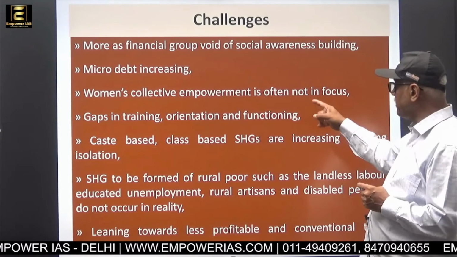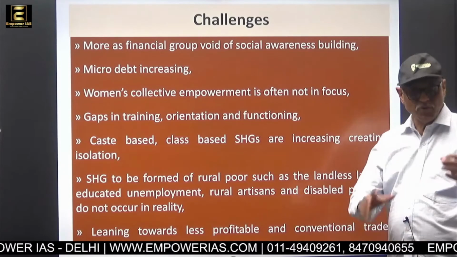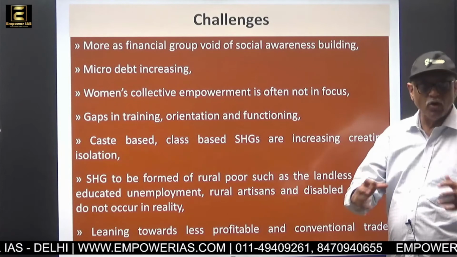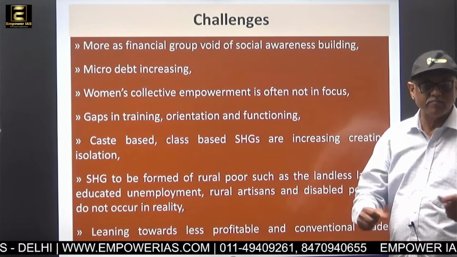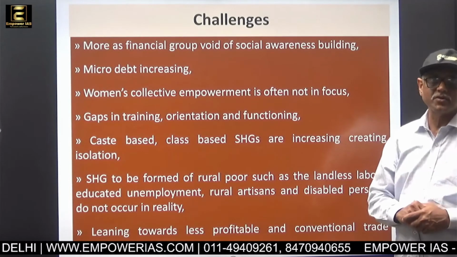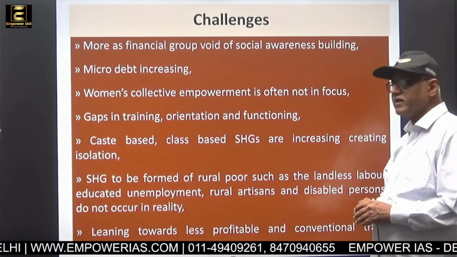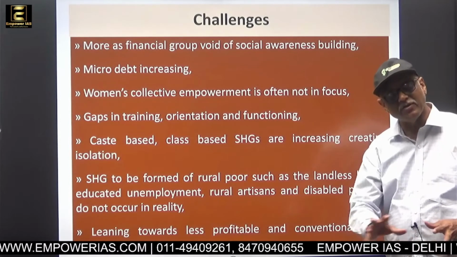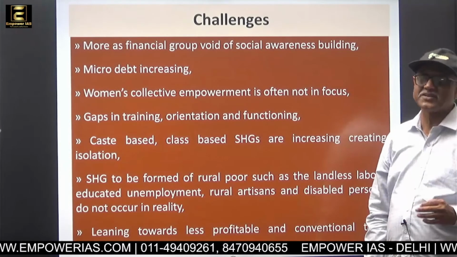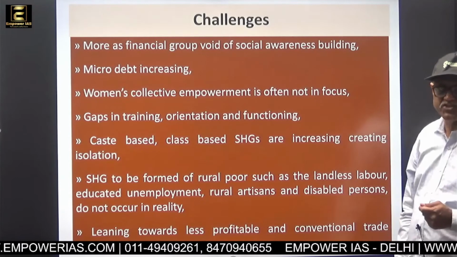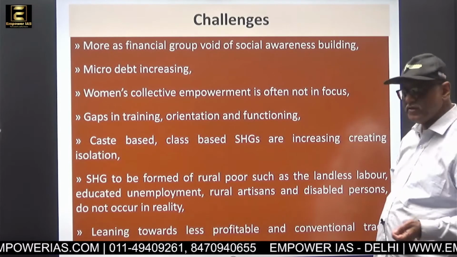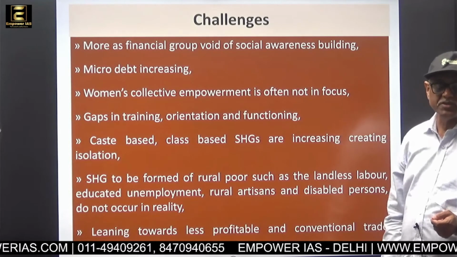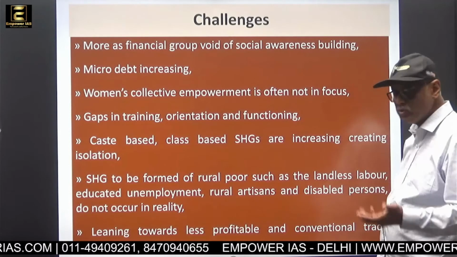Then women's collective empowerment is often not in focus. The basic thing is that these women will come and they will also become a power in society, a power in the locality. Sometimes that is not taking place. They are too occupied only in their financial calculation, estimation, accounting. That is not the only objective of SHG or microfinance. That is what Ela Bhatt or Muhammad Yunus tried to do or aimed to do.